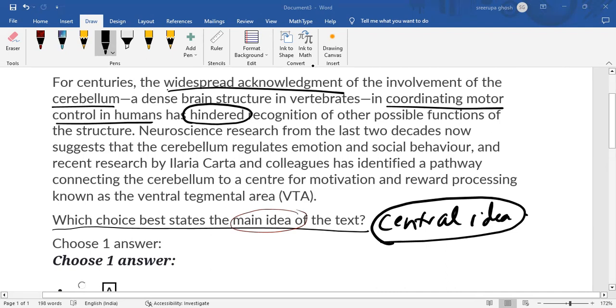And there's a widespread belief that because the cerebellum is coordinating motor control in humans, that has disrupted, interfered with, or blocked recognition of the other possible functions of the structure. There are probably many other purposes that the cerebellum is serving. But because we are focusing more on how it coordinates motor control, we are overlooking or marginalizing the other functions. That is what we understand from the first sentence. What about the second sentence? Can you tell me what idea you're getting from it?